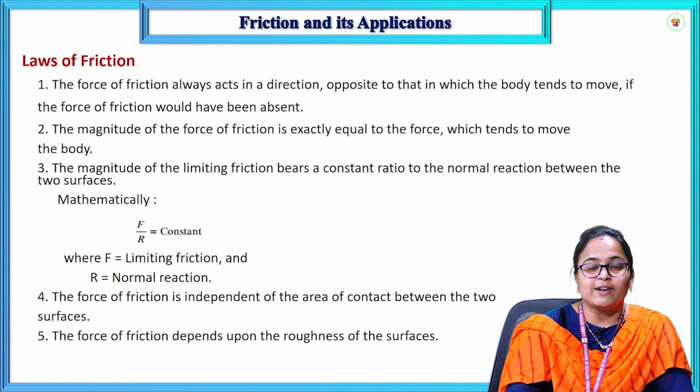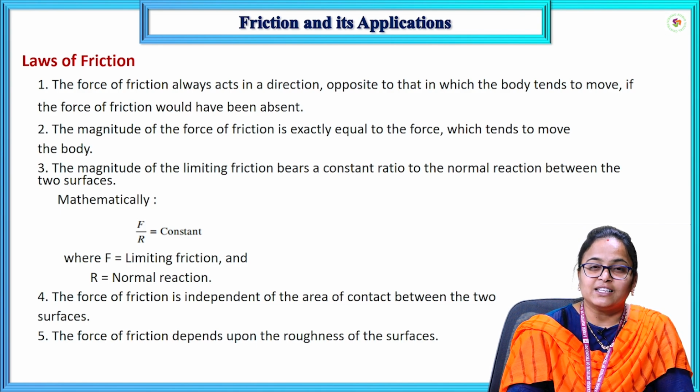For example, when there is rain, what happens? The frictional force between the wheels of the vehicle and the road will be less because of the wet nature of the road surface. There will be a reduction in the frictional force.